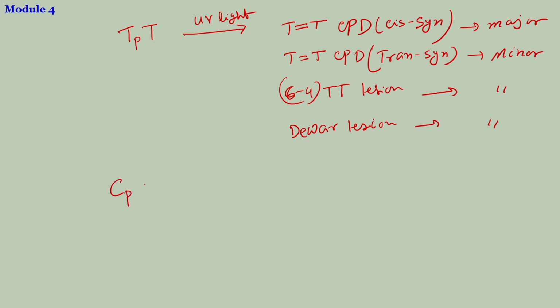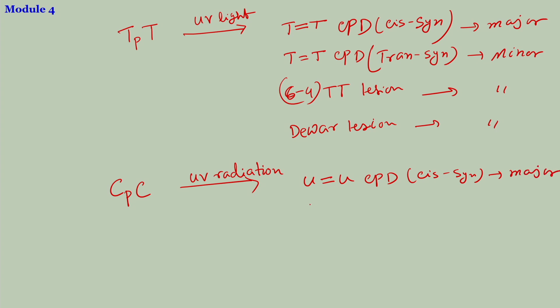Similarly, if you start with CPC, both cytosines, the neighboring nucleobases are cytosines, UV radiation, then what you form is you first get the CPD lesion, which is deaminated into the uracil UU CPD and cis-syn, that was your major component, along with 6,4, one uracil and one should be cytosine, UC lesion and the Dewar one, Dewar UC lesion.